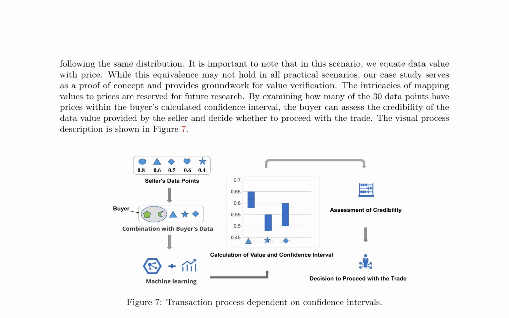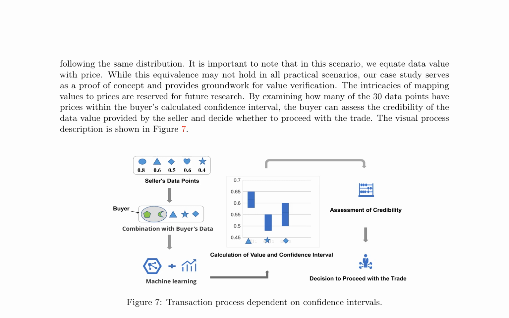A peer-to-peer data trading scenario is presented as a case study to demonstrate the practical application of the proposed data valuation method. In this scenario, a buyer and a seller possess datasets with the same distribution. For simplicity, data value is equated with price, although this equivalence may not hold in all practical scenarios. The buyer estimates the value of the seller's data using their own dataset and calculates a confidence interval around this estimate. By comparing the seller's valuation to the buyer's calculated confidence interval, the buyer can assess the credibility of the data value provided by the seller and decide whether to proceed with the trade.